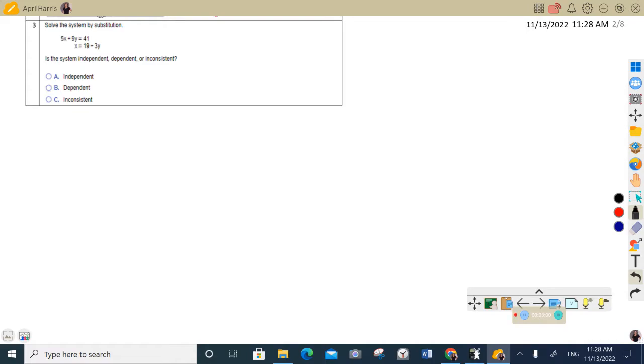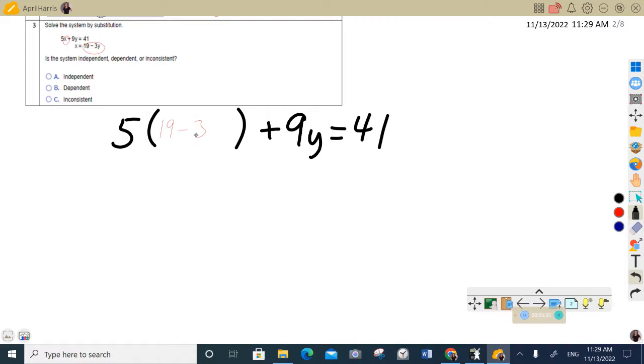All right, the next problem, problem number 3, says solve the system by substitution. And this one's set up nice for substitution because it's already got x equals. So we're going to take what x equals in the second equation and plug it into the first equation. So I have 5 times whatever x is, so parentheses, plus 9y equals 41. And then instead of the x, I'm going to plug in what x equals, which is 19 minus 3y.